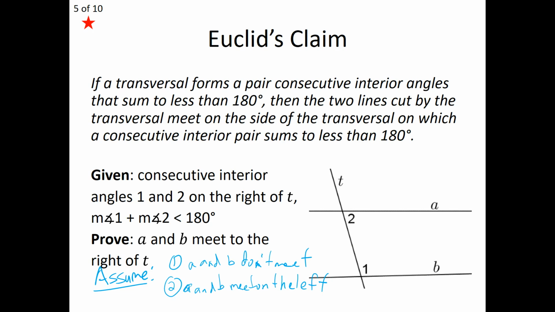So in order for us to prove that A and B meet on the right, we're assuming that A and B do not meet on the right, and then we have to show that these two possibilities, whether they don't meet or they meet on the left, will actually arrive at contradictions for both. So on your worksheet, you're going to take a look at Euclid's claim, and you're going to have to show that both of these possibilities will reach a contradiction, which means you could toss them out, and there's only one possibility remaining, and that would be A and B do in fact meet on the right.